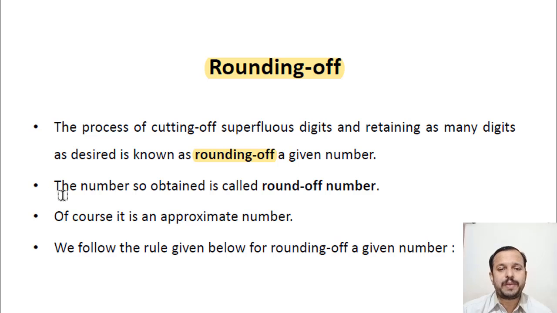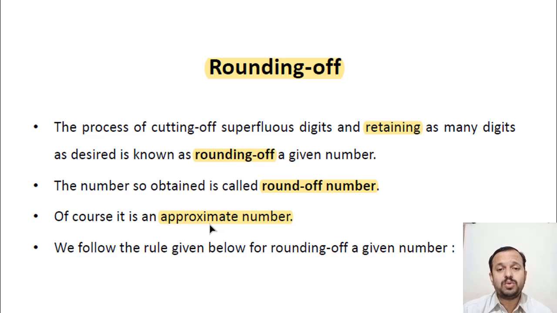So the number so obtained is called the round off number. After rounding off the number, the number which we are going to get is called a round off number. Of course, a round off number is an approximate number because here we are going to cut down some digits after the decimal place. We are retaining only a few decimal places and cutting all other decimal digits after that particular place, and therefore the number which we obtain after rounding off is an approximate number.